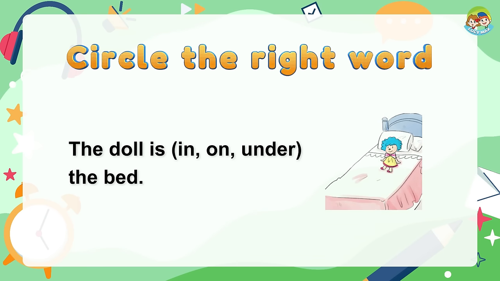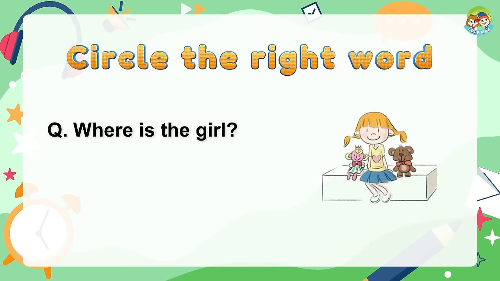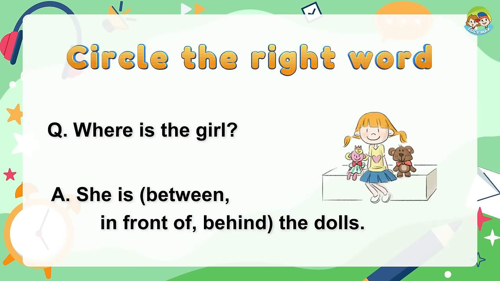The doll is in, on, under the bed. You can see in the picture, the doll is on the bed. Where is the girl? She is between, in front of, behind the dolls. In the picture, you see the girl is between the dolls.